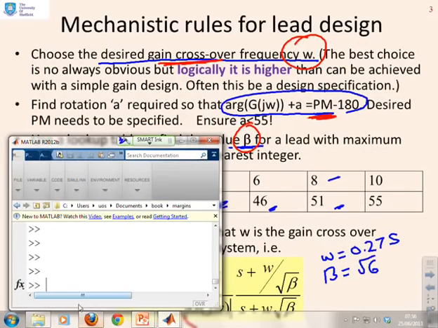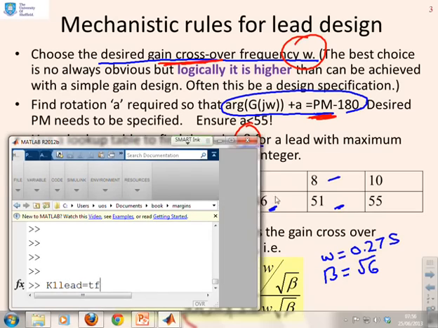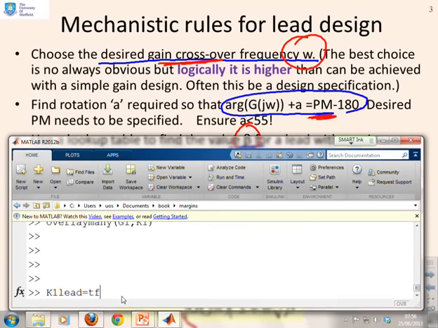So that's what I'm going to do here. I'm going to write K1 lead equals TF. Now I'm going to need a lot more space, so let's make this a bit bigger. First of all, we wanted to know what the 0 was. Well, the 0 was 1, comma, now omega was 0.275, so let's put that in, and it was divided by root beta, so that was the square root of 6.